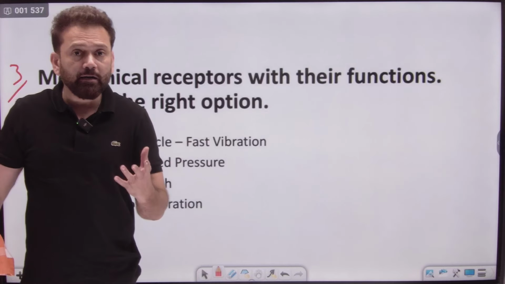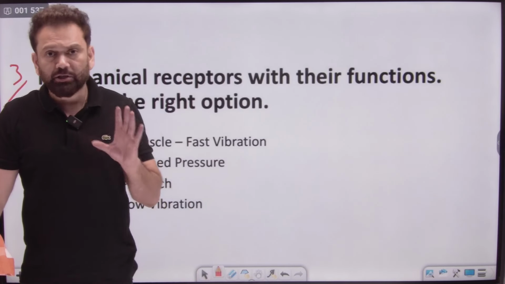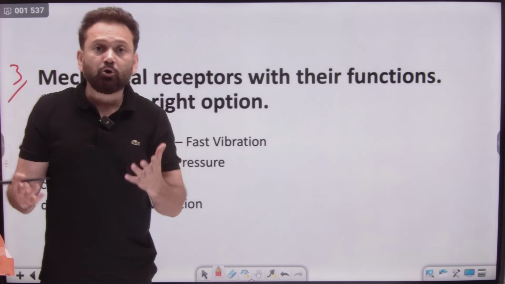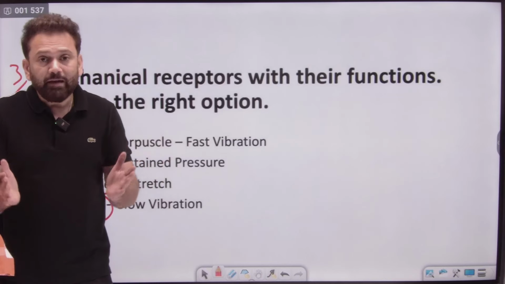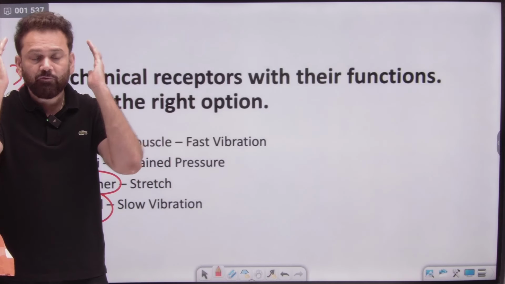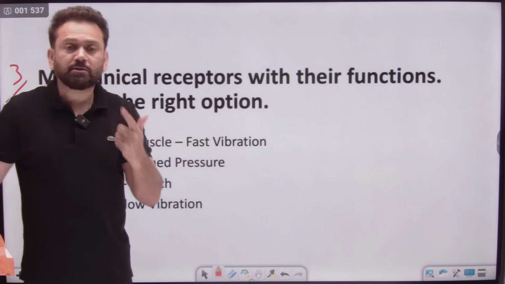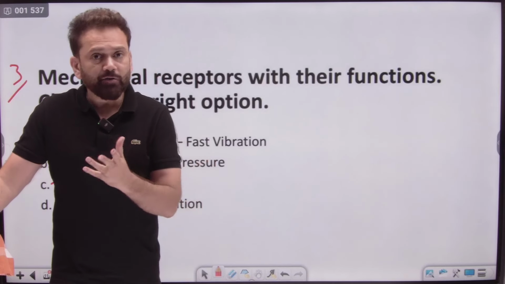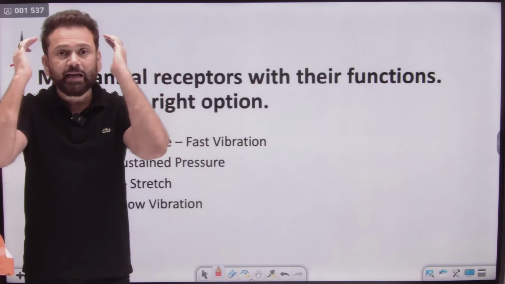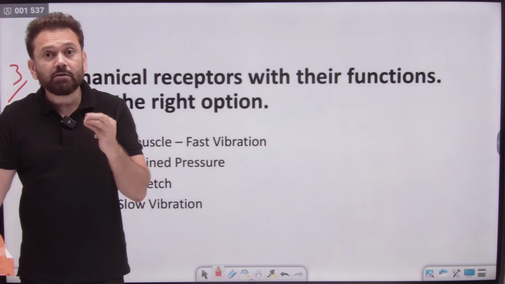Afferent can be A delta, C for pain, A beta for touch, and they will go in the spinal cord. In the spinal cord, they will ascend upward via two pathways. One is called the dorsal pathway, the other is called the anterolateral pathway, and they will go to the thalamus. Thalamus is the relay station.